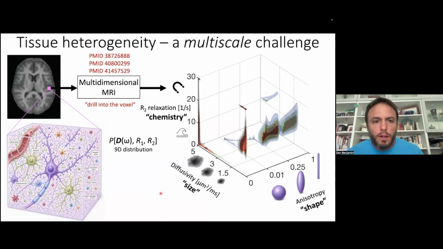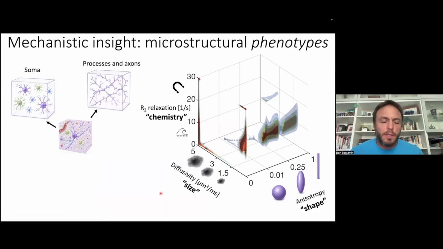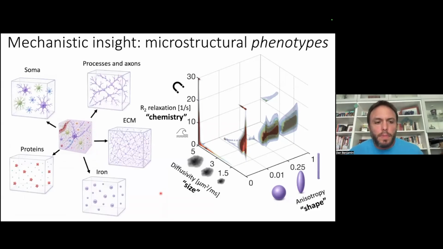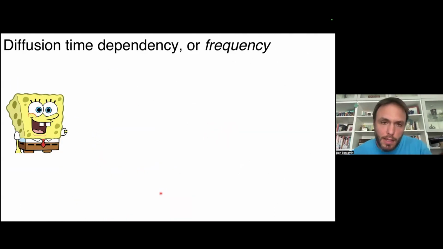And so our main goal in the field is, can we decouple these microenvironments using our MRI techniques, right? And so the question is, can we find some kind of mapping? Maybe it's nonlinear, maybe it's non-unique, but can we find some kind of mapping between these distributions and microstructural substrates in the tissue? And so this is just our motivation here. One of the most important things we measure is the diffusion frequency or the diffusion time dependency.